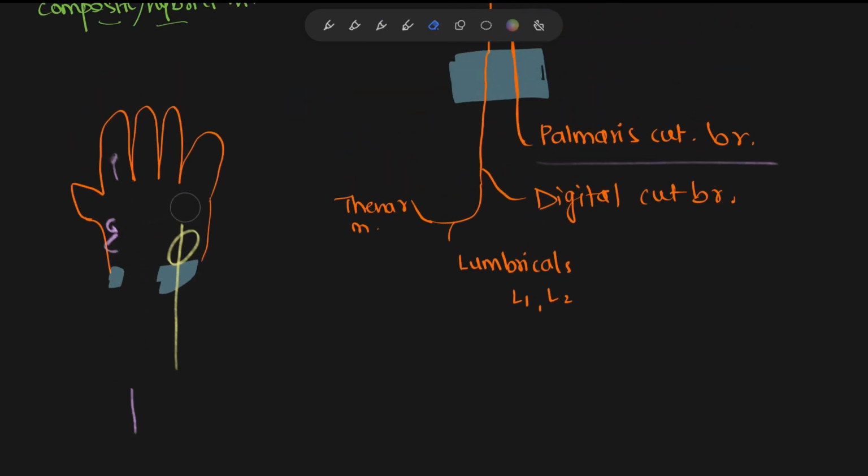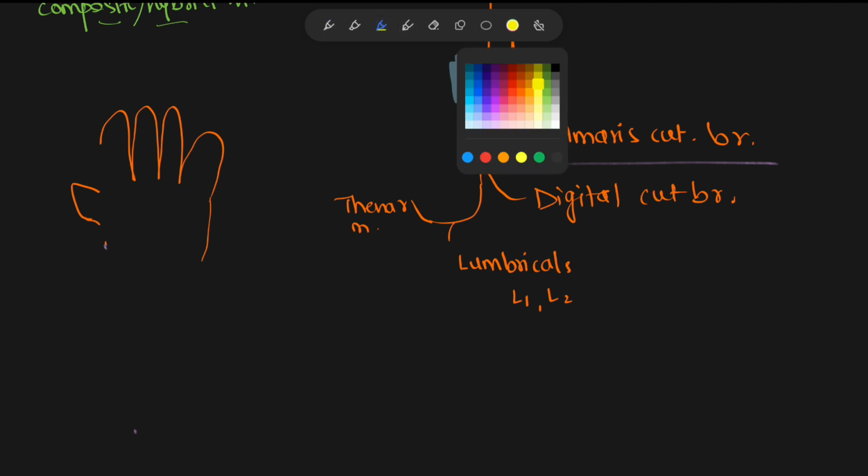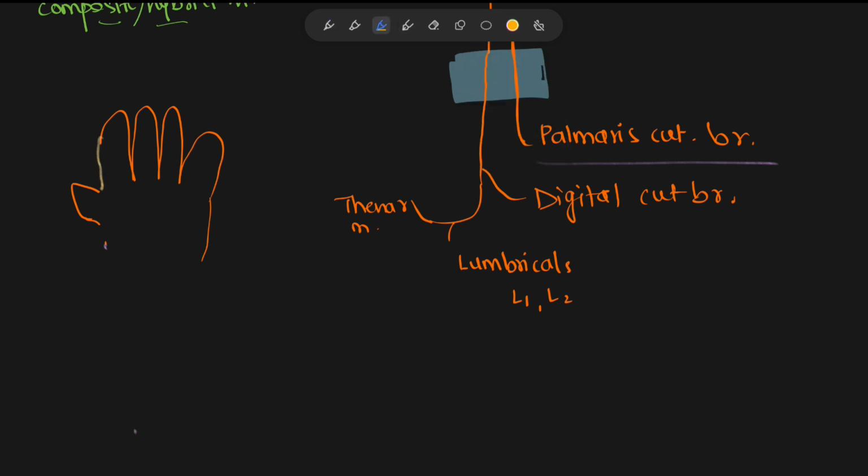I will show the digital and the palmar cutaneous branch like this. For example, this is our hand.